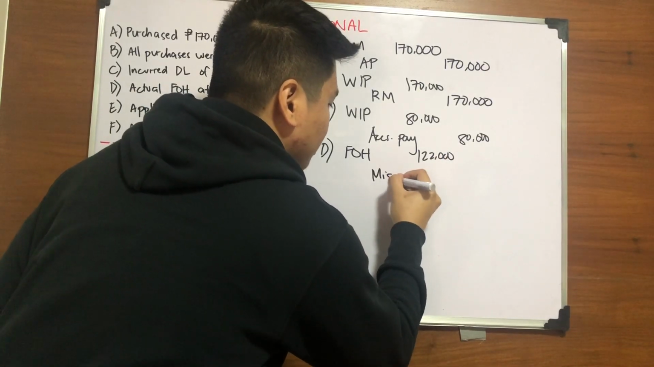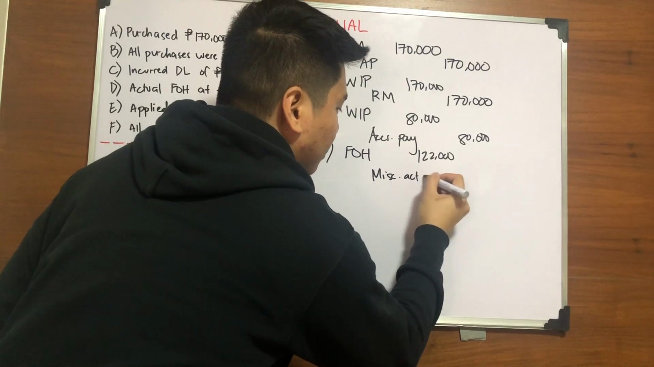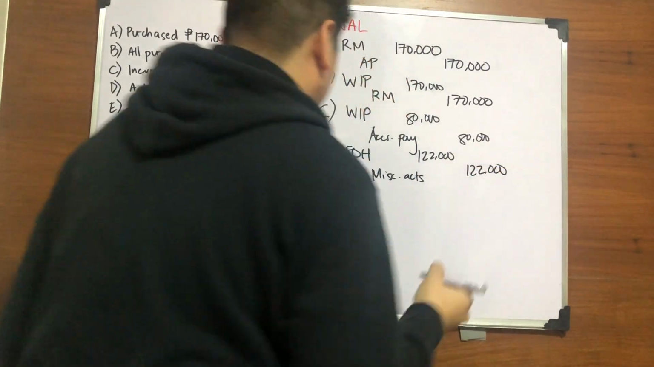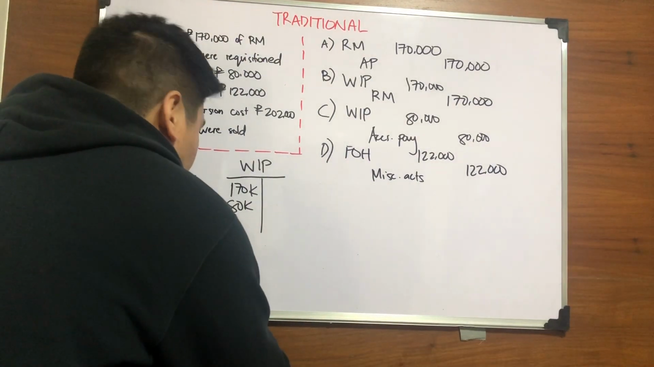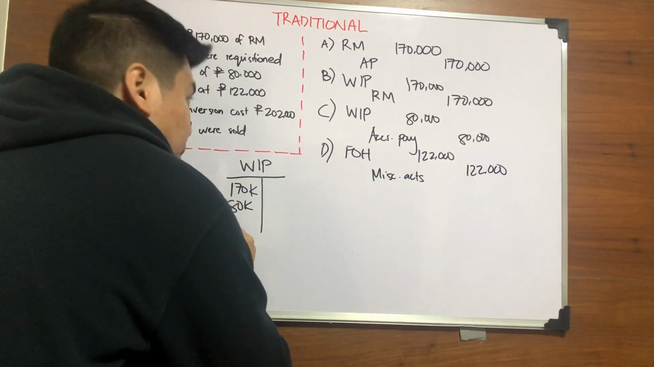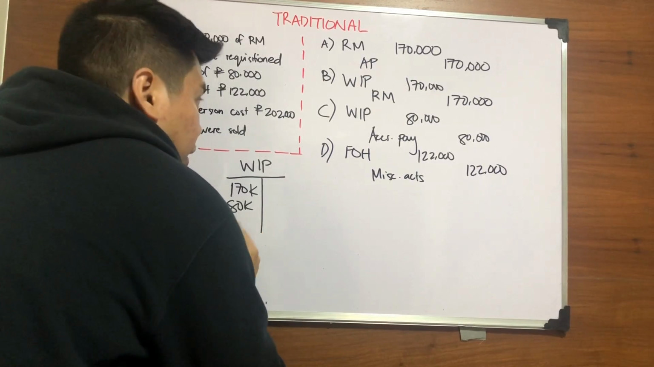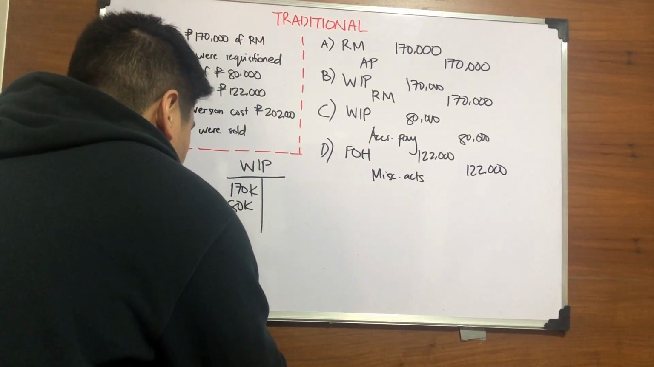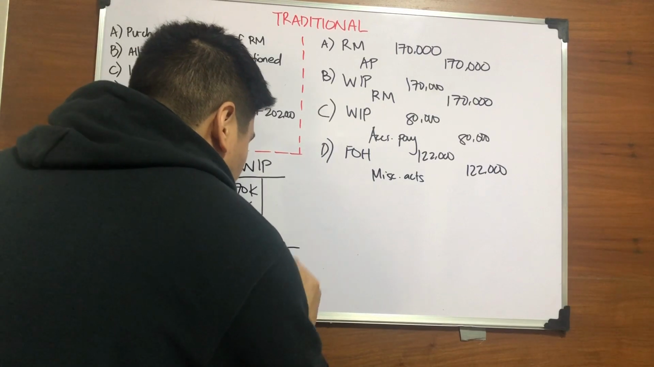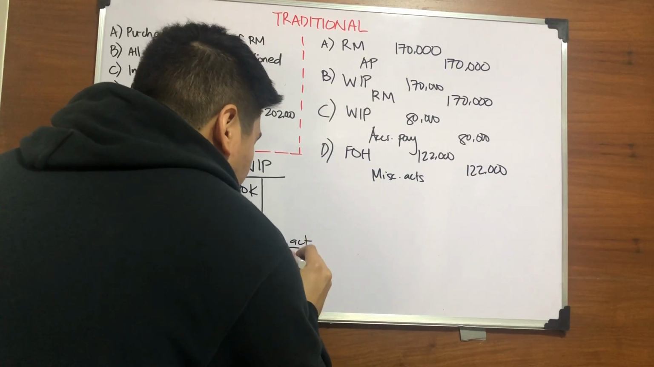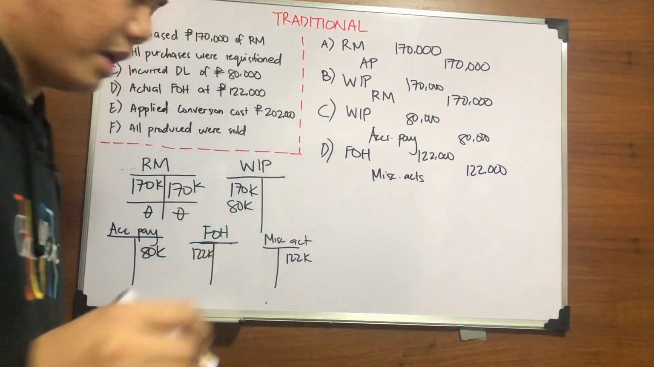Miscellaneous accounts. Okay, so you have here factory overhead for 122K, and you have miscellaneous accounts for 122K. Okay?